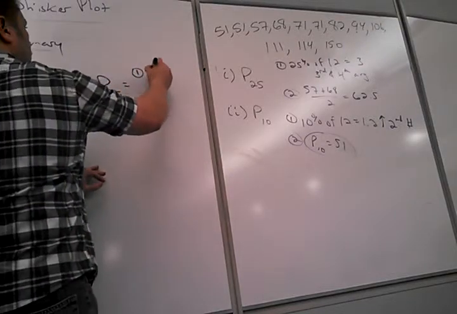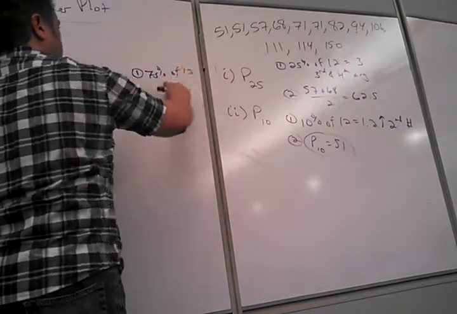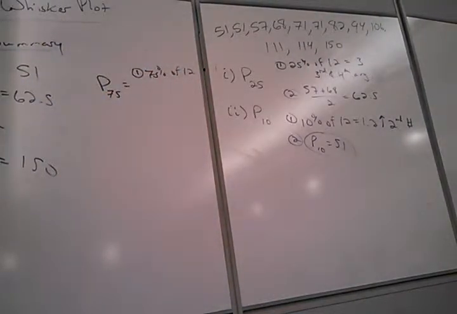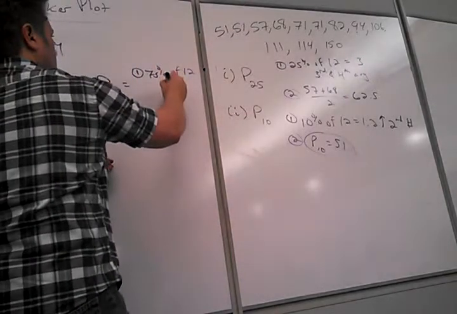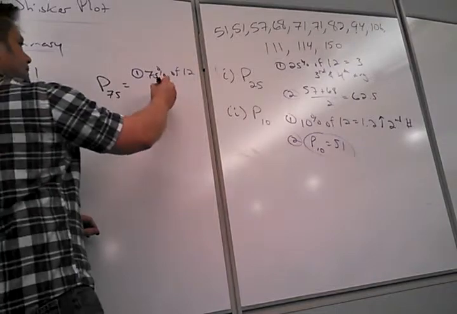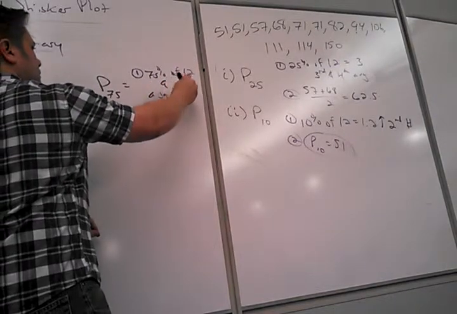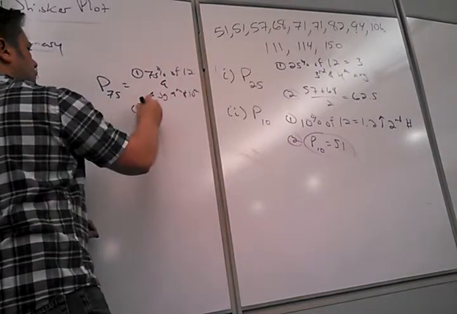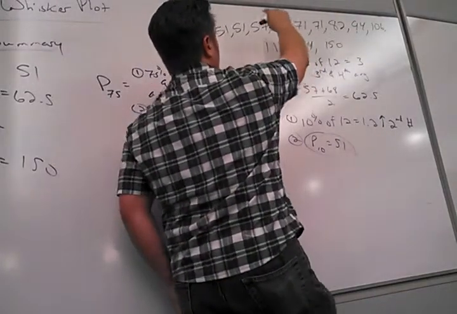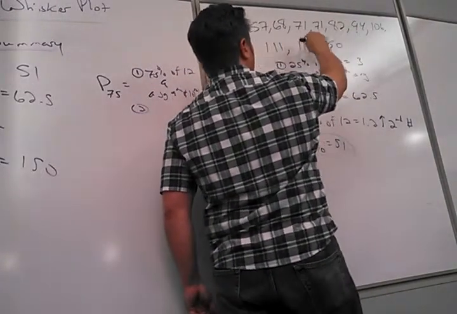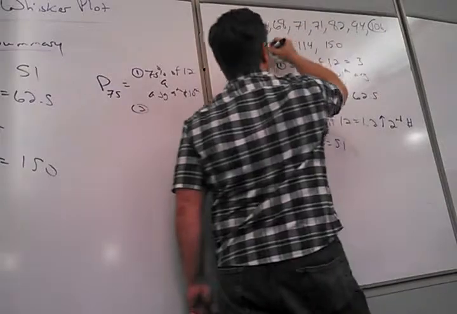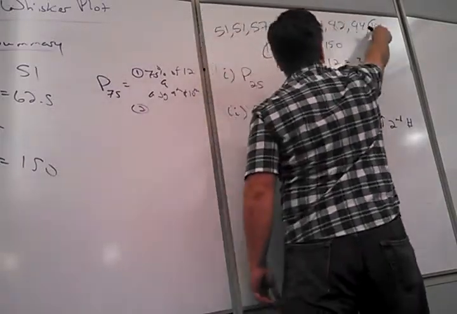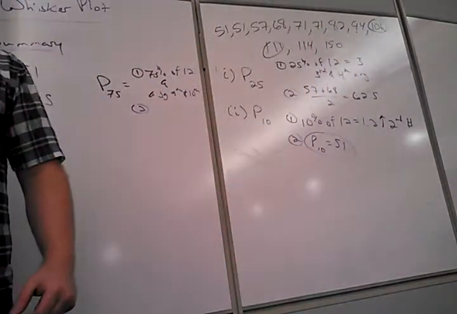75% of 12. 3/4 of 12 is 9. I like it. Cool. And that tells me to average the 9th and the 10th. So the 9th and 10th one. Isn't that going to be 12, 11, 10, 9? So it's these two. So it's 1, 2, 3, 4. The third and fourth went in from the end.